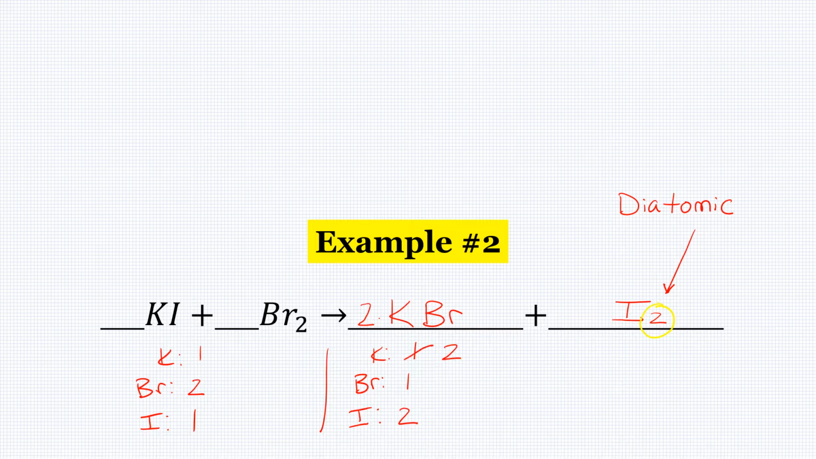So now I have 2 potassiums, 2 bromines, and then I need to balance out my potassiums. So on the left side, I'm going to put a 2 in front of my potassium here. So now I have 2 potassiums, 2 iodines. And let me just double check. That looks like we are balanced. I'm just going to put a 1 here, and I am set. This one is balanced.